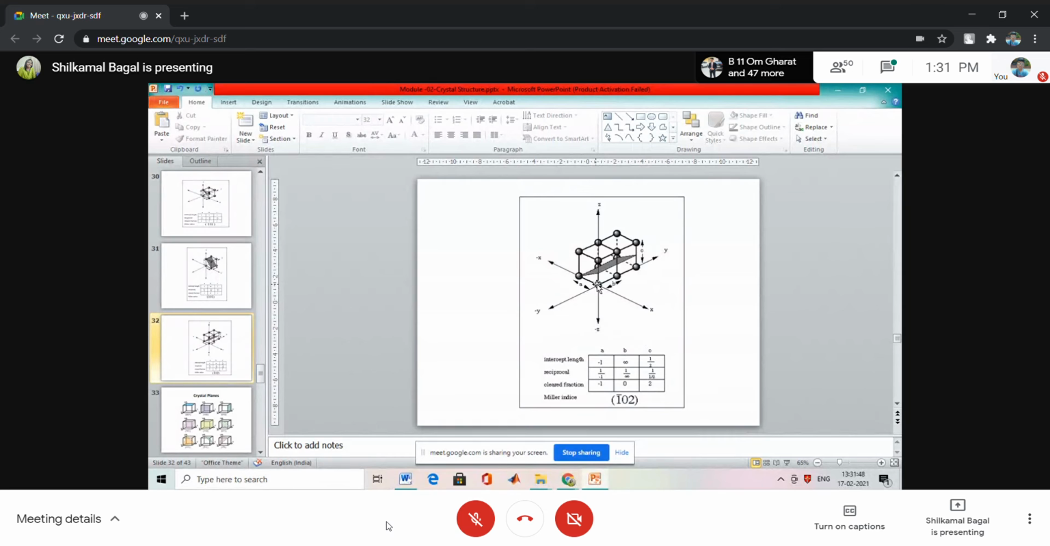So C कहाँ है? यहाँ है C. So from this origin to this corner, it is total length, means 1 unit. Then this plane cuts at half unit, means C. यहाँ ये half हो गया, यहाँ कट कर रहा है, देख रहे हैं आप, axis C.